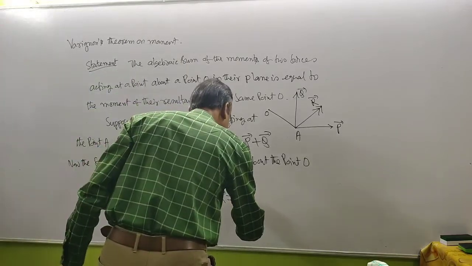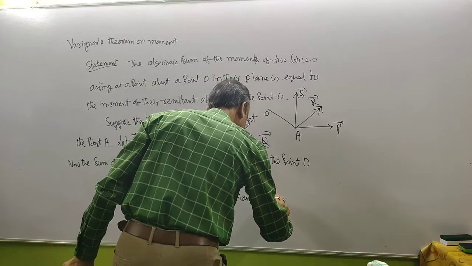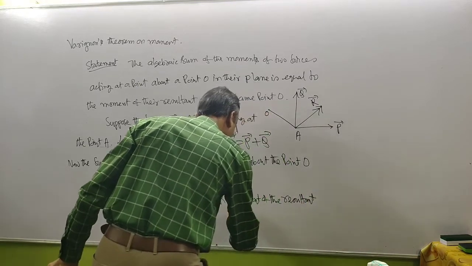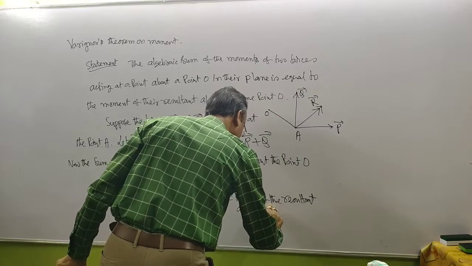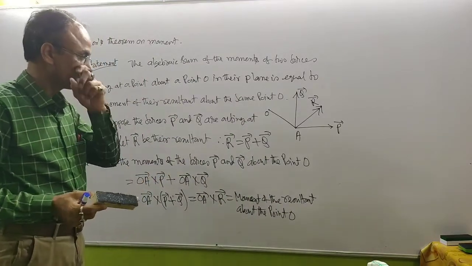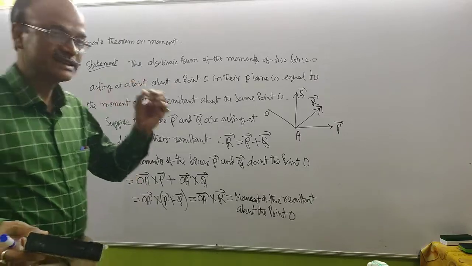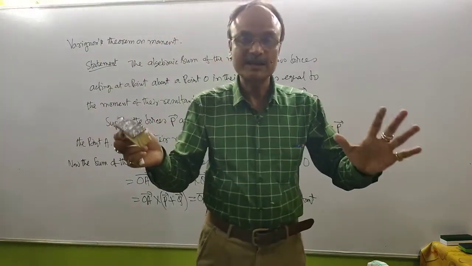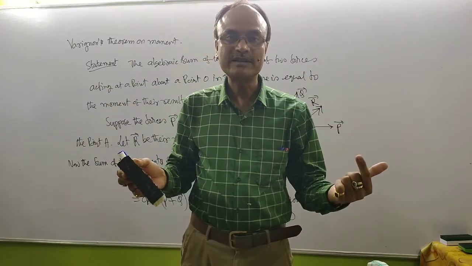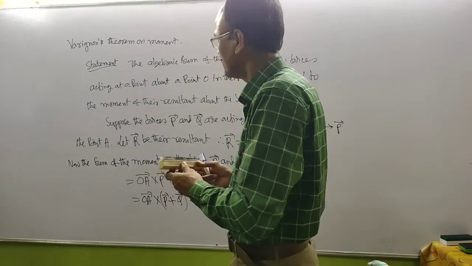This is equal to the moment of their resultant about the point O. This is the proof of Varignon's theorem for concurrent forces. The algebraic sum of the moments of two forces about a point is equal to the moment of their resultant about the same point.